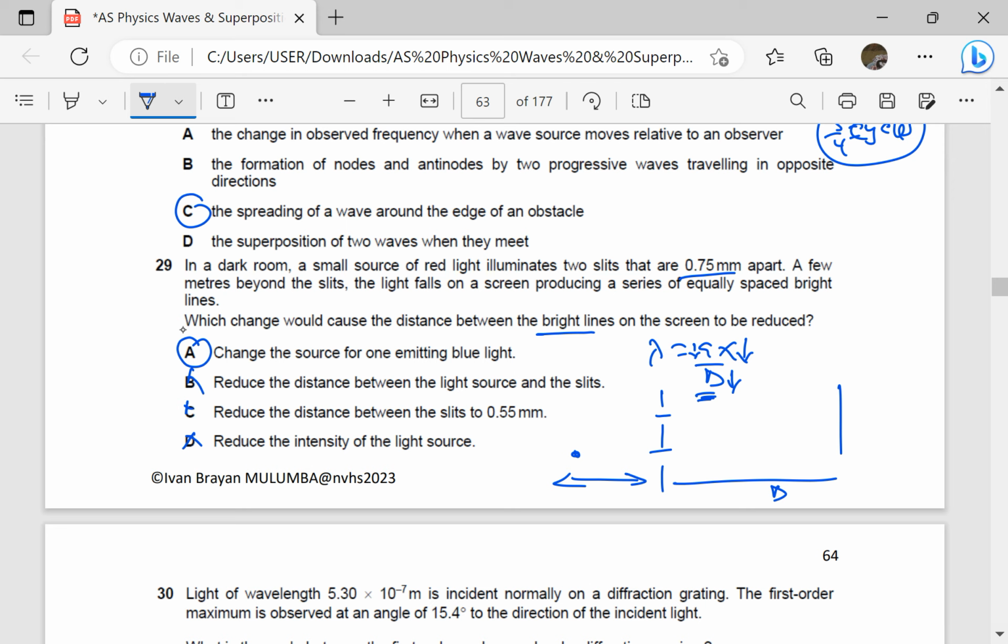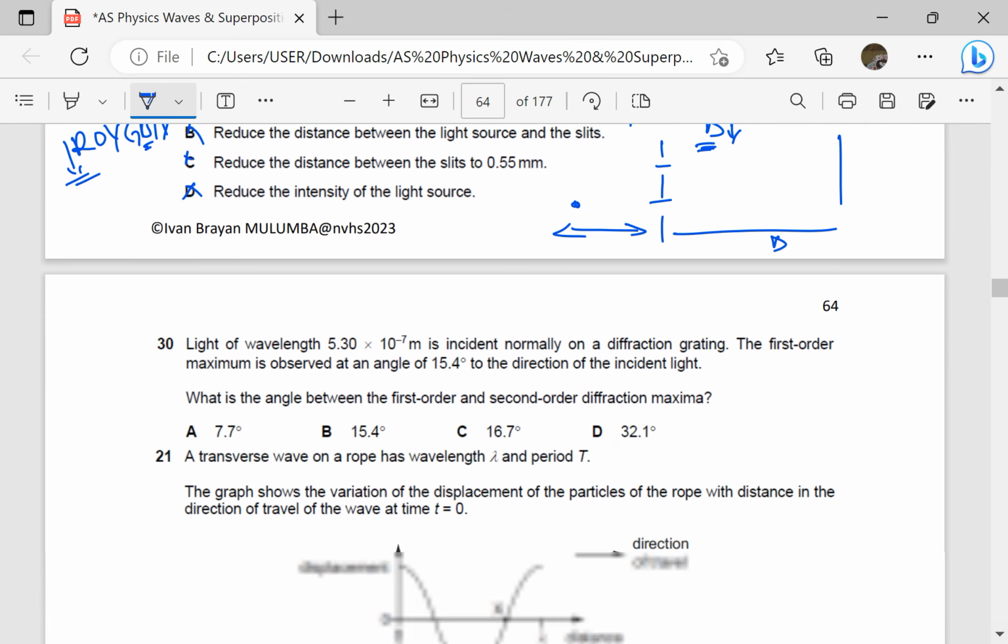Change the source for one emitting blue light. What have we done? We had red light initially. Now we have removed red and put blue. We have actually reduced the wavelength because Richard of York gave battle in vain. Blue light has a smaller wavelength than red light. This is decreasing wavelength. When wavelength decreases, x also decreases because they are directly proportional. So the answer is A.